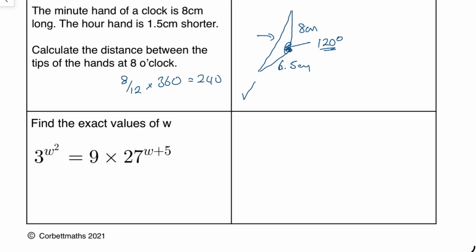I've got the two sides, I've got the angle in between, and I need to work out this side. So let's write it out all in one go. So the side that I want is going to be 6.5 squared plus 8 squared minus 2 times 8 times 6.5 cos of the angle in between, which is 120.